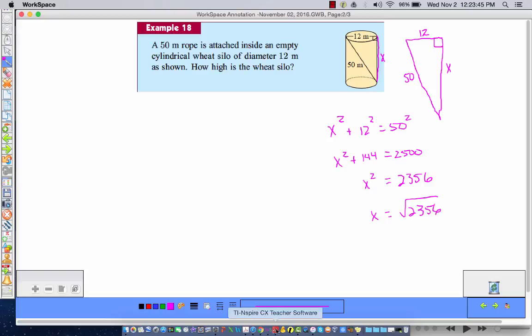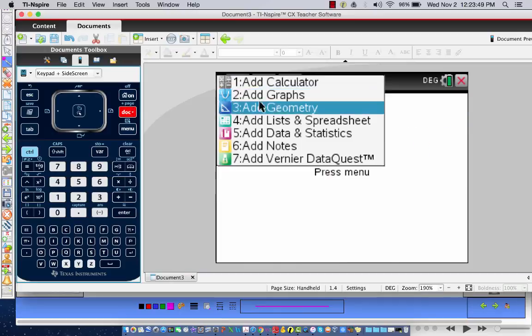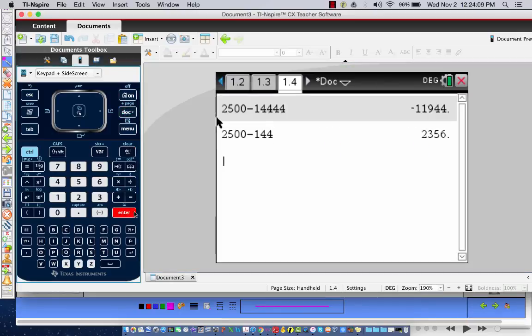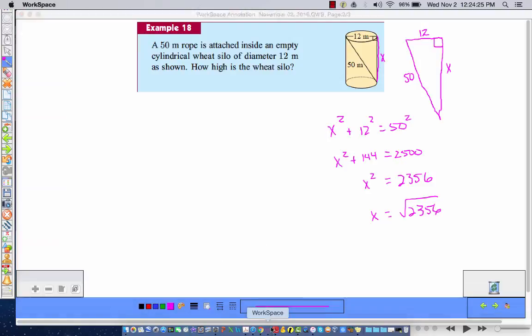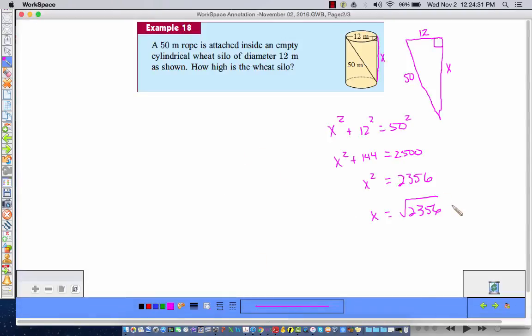Let's check all that out on the calculator. Let me just add a calculator page. Good. And then we'll take the square root of that, control square root 2356. Enter, and that is about 48.5 meters. So we'll say that's approximately equal to 48.5 meters.